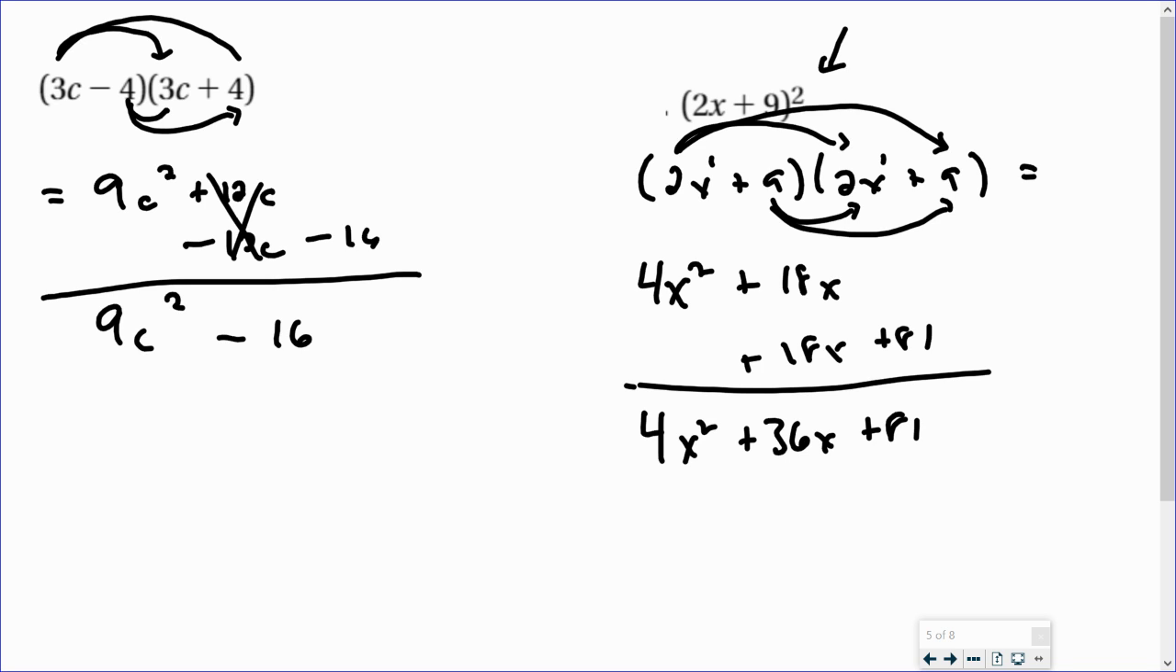81. Okay, notice on both these two problems, the first and the last number are both perfect squares, like 4 times 4, 3 times 3, 2 times 2, 9 times 9. The second one, this number is different. But other than that, notice in this problem, I ended up with all add signs. This one I had two different signs. I ended up with a negative.